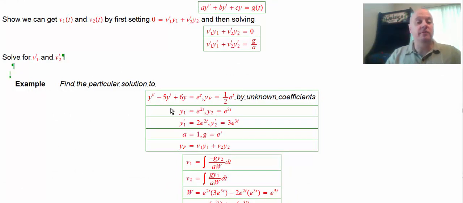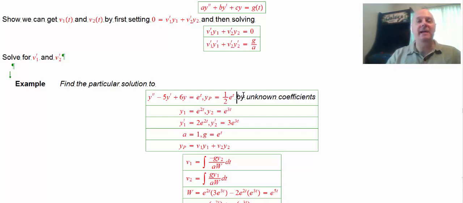In this example, we just want to find the particular solution to y'' - 5y' + 6y = e^t. If this wasn't the video on variation of parameters, I would just do this by unknown coefficients. Our target function is e^t, so our guess for the particular solution is a, some constant, times e^t.